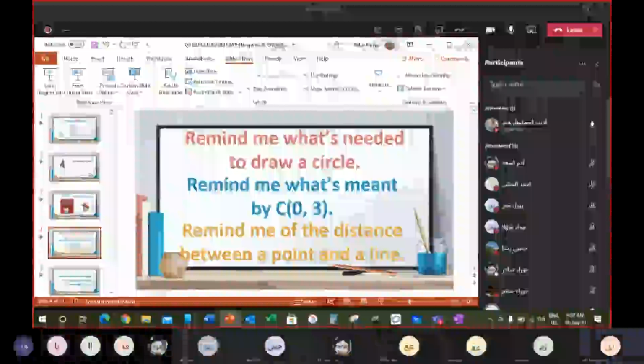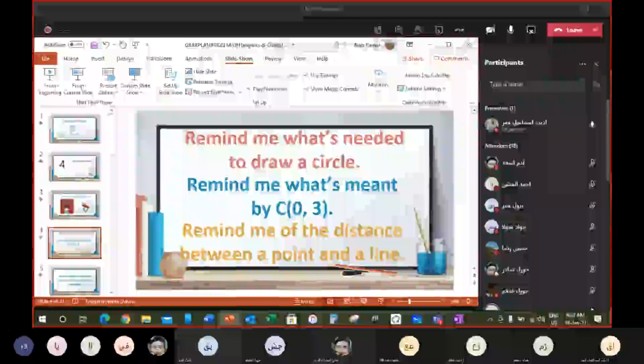Remind me of the distance between a point and a line. The distance between a point and a line is the perpendicular drawn from the point to the line. Very good, Benoit.